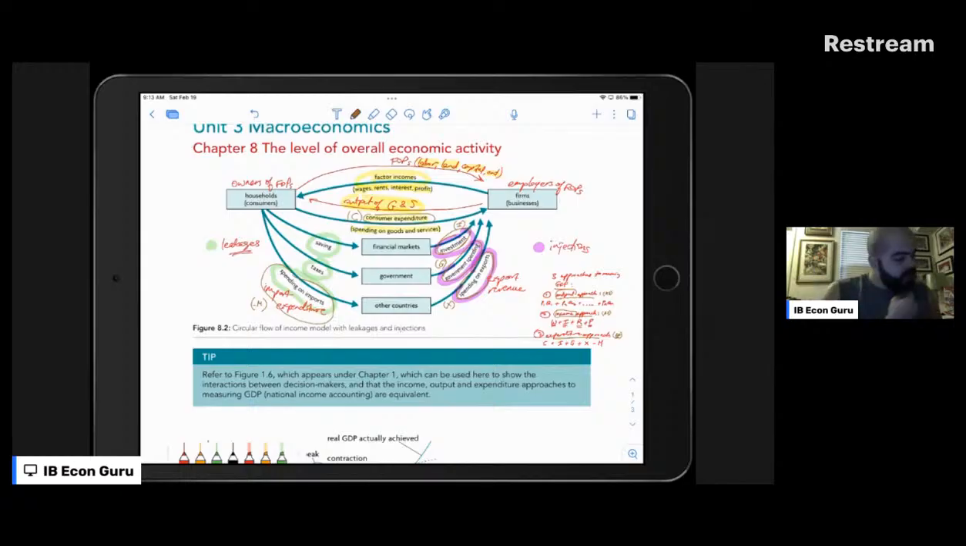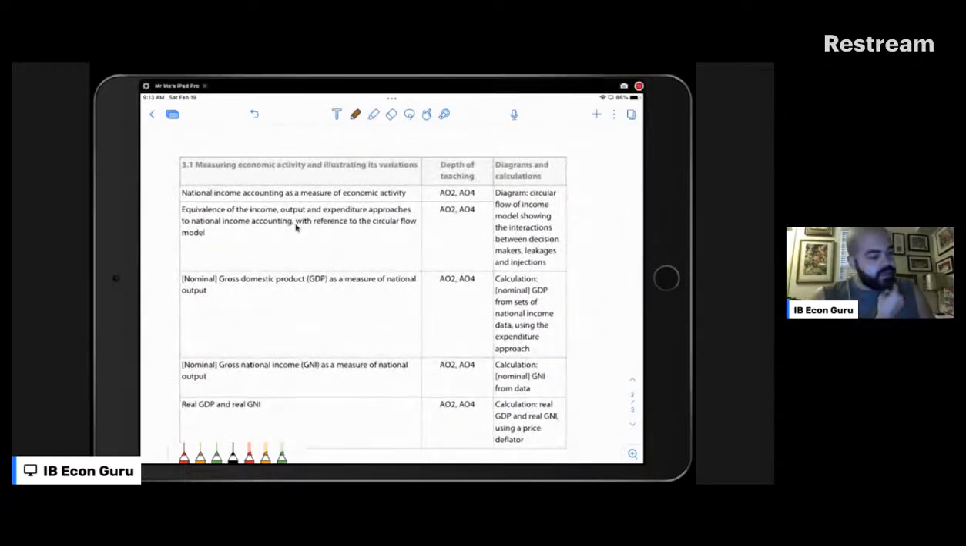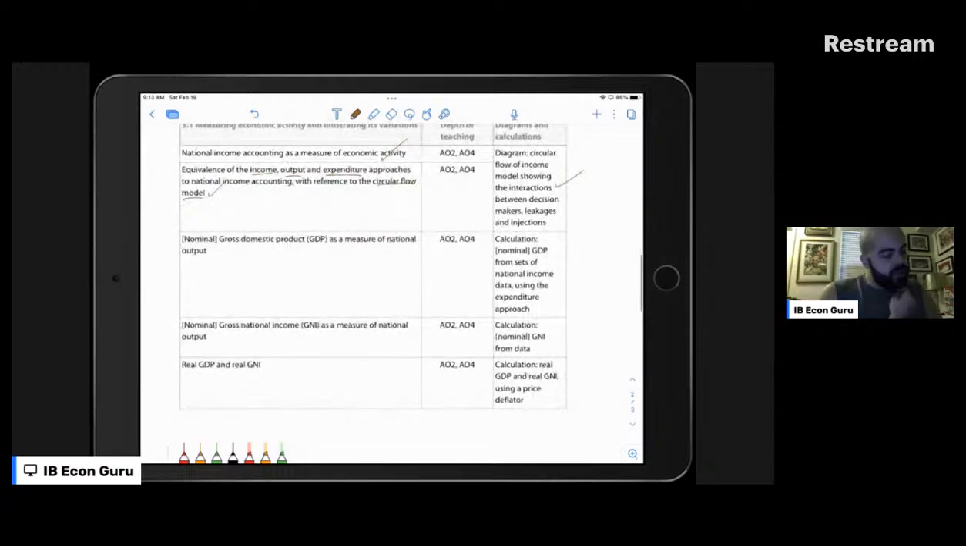Okay? All right. So I've just reviewed the three approaches to measuring GDP. Okay, so I talked about national income as a measure of economic activity. I talked about the equivalence of the income, output, and expenditure approaches with reference to the circular flow, and I've done the circular flow. All right, so let's talk about GDP and then all the adjustments that are made to GDP.